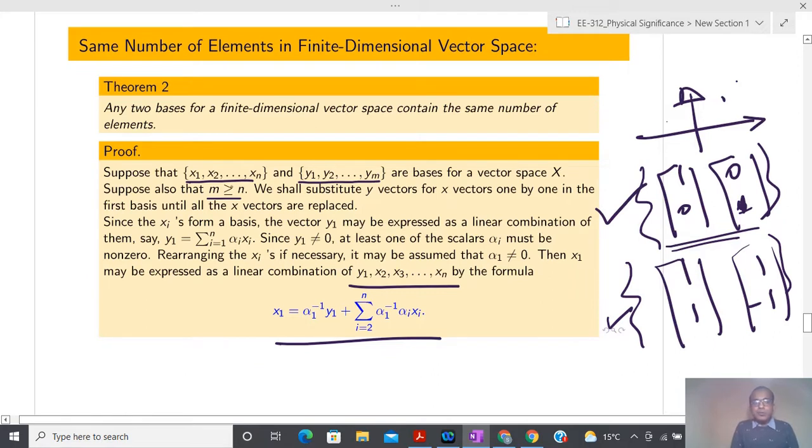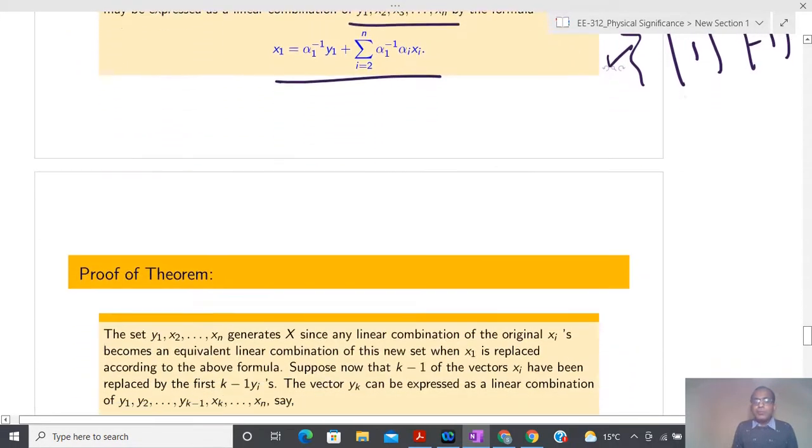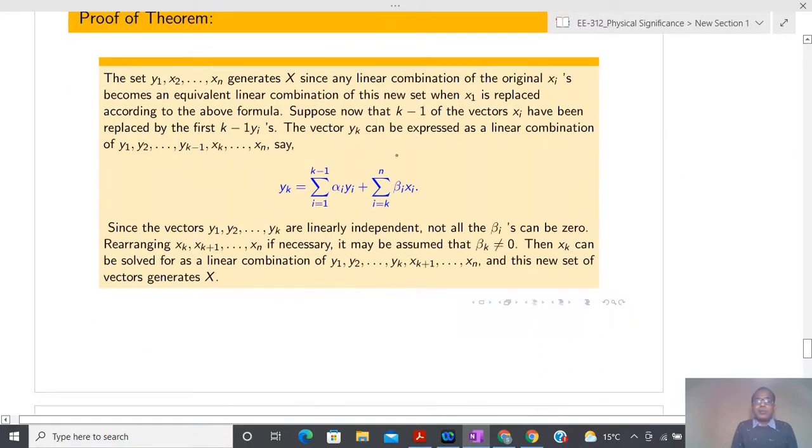Since I am going to represent y1 in the combination of x1, x2 and xn, because this is linearly independent, I can select different points, but I am able to represent y1 in terms of this. Similarly y2, and if you do the replacement, it is possible to prove that m equals n. The proof is just from induction, so please do this kind of thing by yourself.